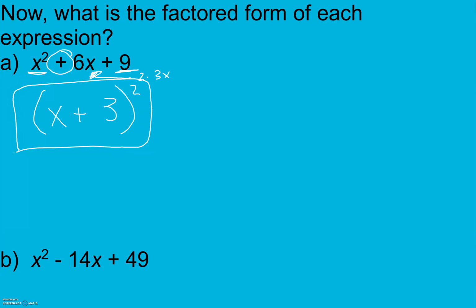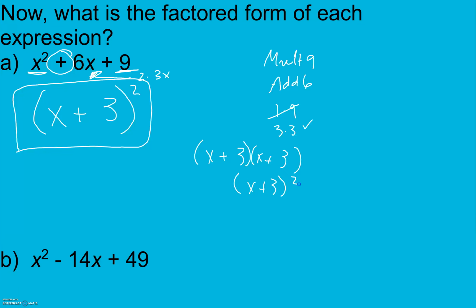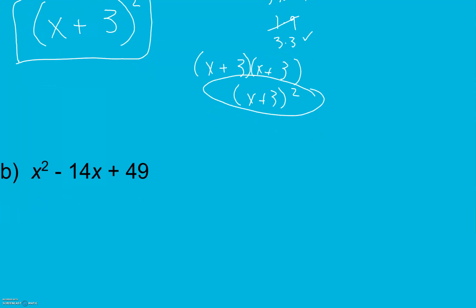Okay, you also could have factored it by multiplying to 9 and adding to 6. Options are 1 and 9, 3 and 3. x and x to get to x squared, 3 and 3 to get to 9, and positive 6, so both were pluses and 3s here. So that also would have worked, but this way is a lot quicker, a lot easier, and that pattern is a good one to recognize.